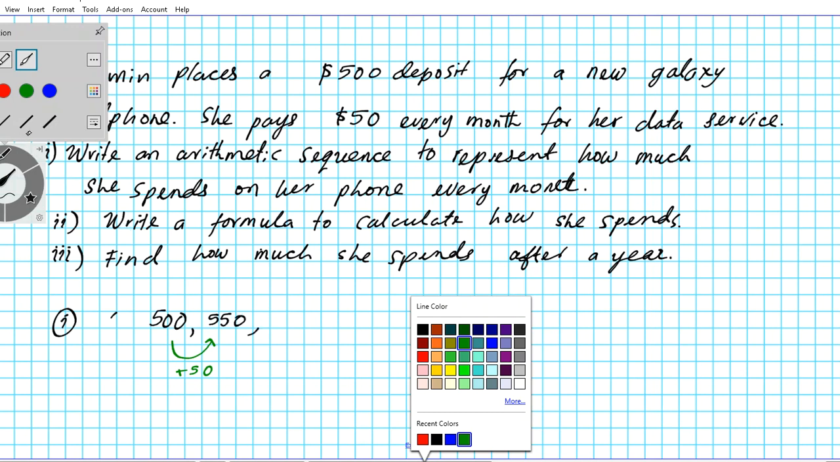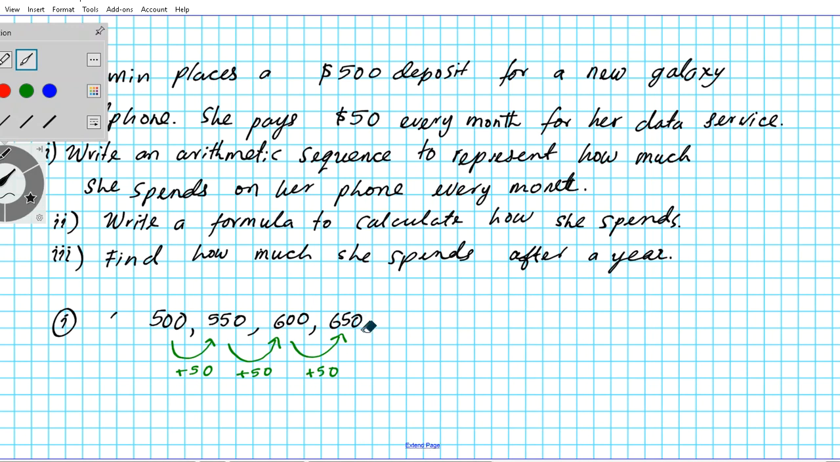And then the next month, what does she do? Add another 50 because it's a $50 flat rate, right? And that gives us 600. And then the next month she adds another what? She pays another $50. Every month she pays $50, right? And then that gives us 650. And then this pattern just continues forever. So how do we represent that? We just use dot dot dot.